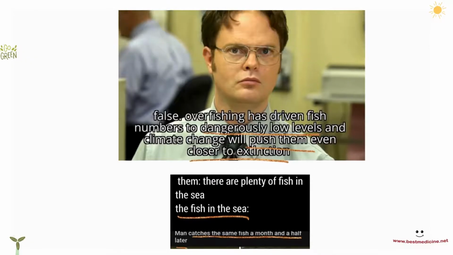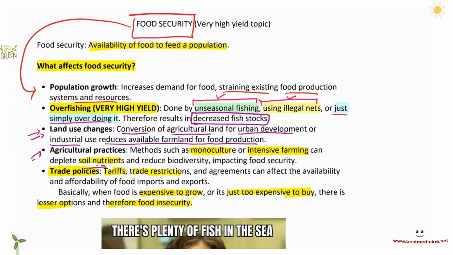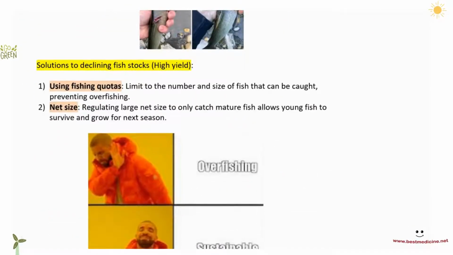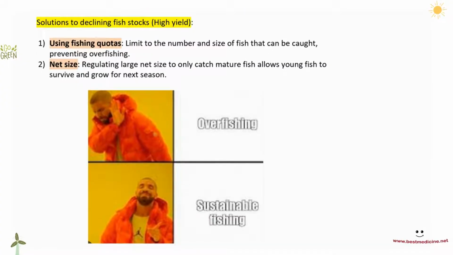So what are the solutions to this declining fish population especially, right? There could be so many solutions to all the other problems that you can think of, but the more popular one that shows up on the exams is this one, overfishing, and so we have to learn how we can avoid this. What is the solution towards overfishing? Let's have a look. Solutions to declining fish stocks.